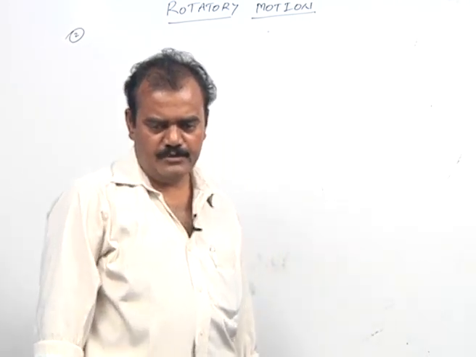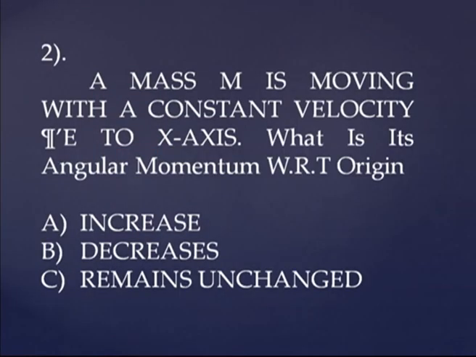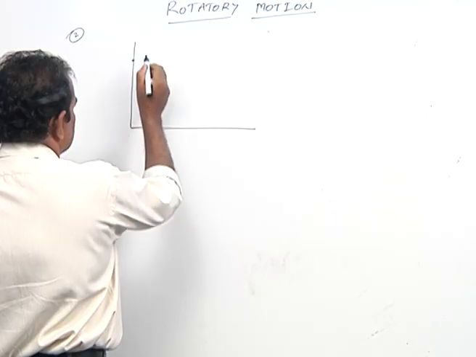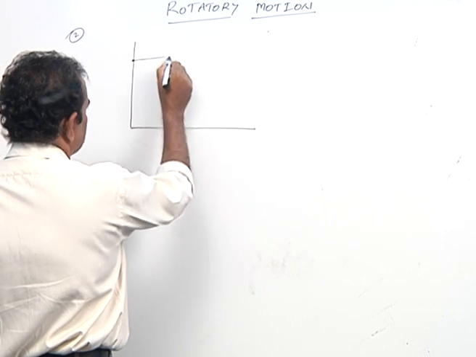So for that second problem, a mass m is moving with a constant velocity along the x-axis, parallel to the x-axis, and now what is its angular momentum with respect to the origin? So here a mass m is moving parallel to the x-axis with a constant velocity. The particle is moving parallel to that x-axis.